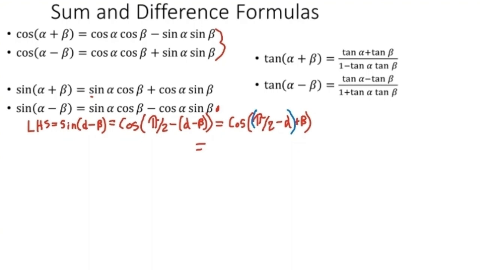So from here, I can apply the sum rule, and we have cosine pi over 2 minus alpha times cosine beta minus sine pi over 2 minus alpha sine beta.